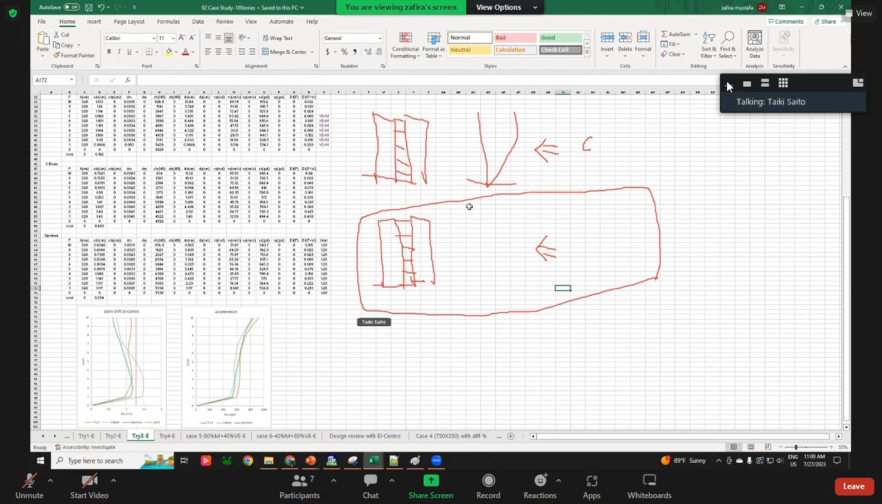And we must follow the procedure. Naki-san made a paper about how to obtain equivalent damping for the element with damper, this velocity dependent damper.